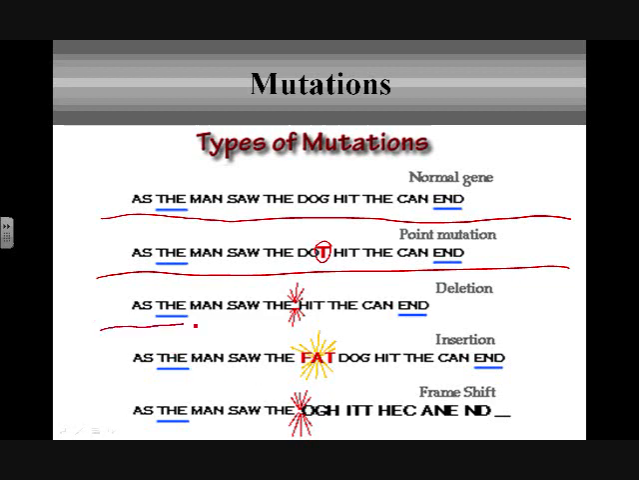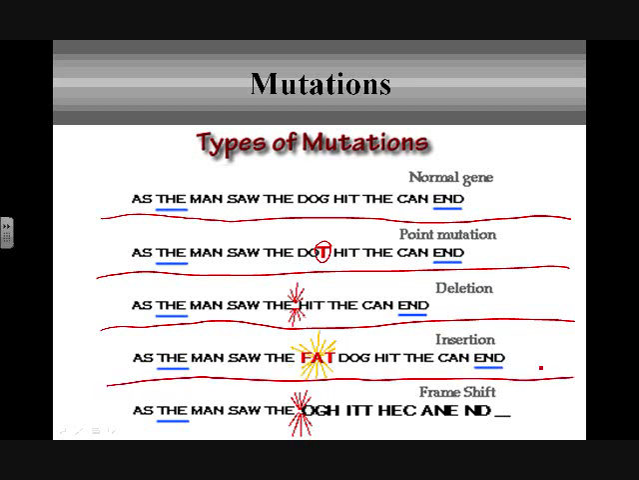Versus a deletion mutation. In the case of the deletion mutation, we've deleted the entire word dog, or dot, however you want to look at it, the whole word dog, so it's: as the man saw the hit the can end. We're missing that whole portion right there. An insertion: as the man saw the fat dog hit the can end. All right, so we have something inserted, extra genetic information.